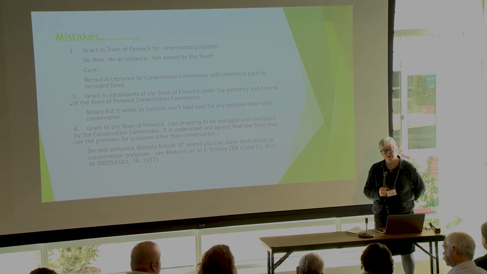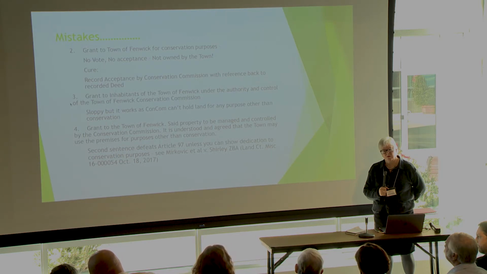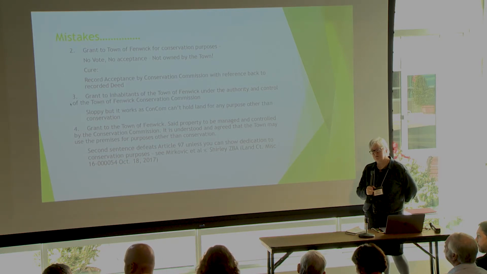And my question is, if it's Conservation Commission land, you don't necessarily need a 2/3 vote. The selectmen can accept a donated gift of land. And so can you ask for a vote during a regular meeting and then get a certified copy of the minutes and record that?